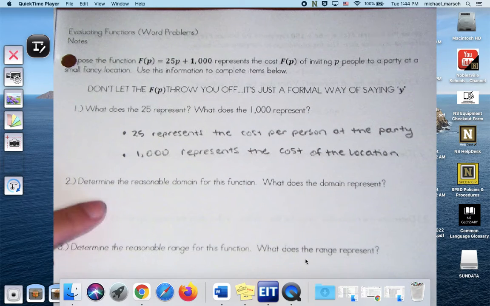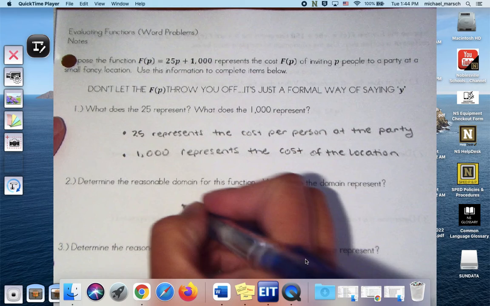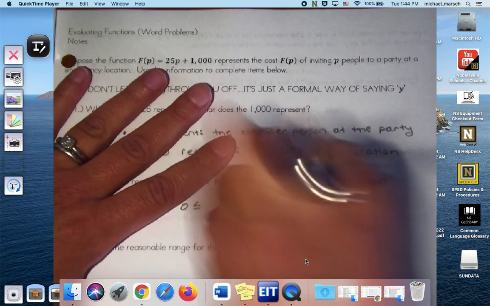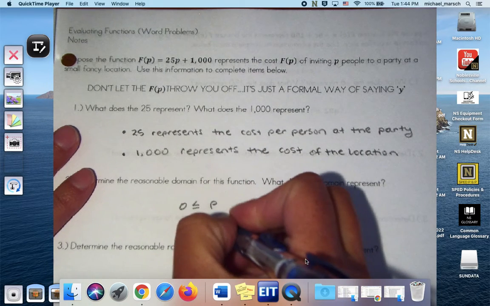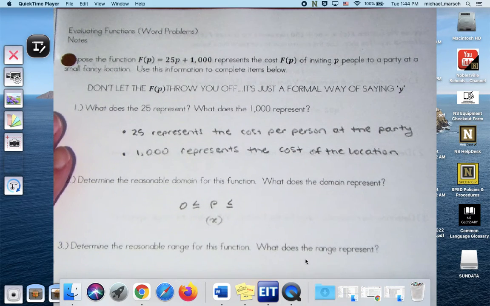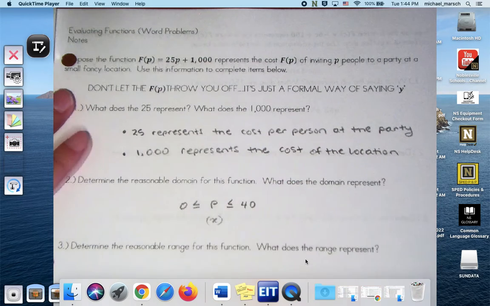Okay, so our domain right here is going to be between 0 and, oops, I should write p here, which is also x. And then pick a number that you think would be reasonable for a party at a small fancy location. You're not going to be wrong if yours isn't exactly like mine. Addison? 40. Sure, we'll use 40. But you might think 85 is small. I've been to weddings with 400 people. I've also been to weddings with like 25 people. So it depends on your definition.